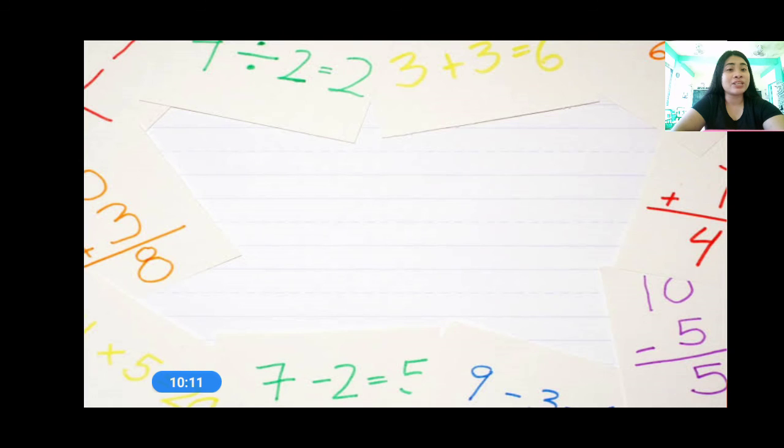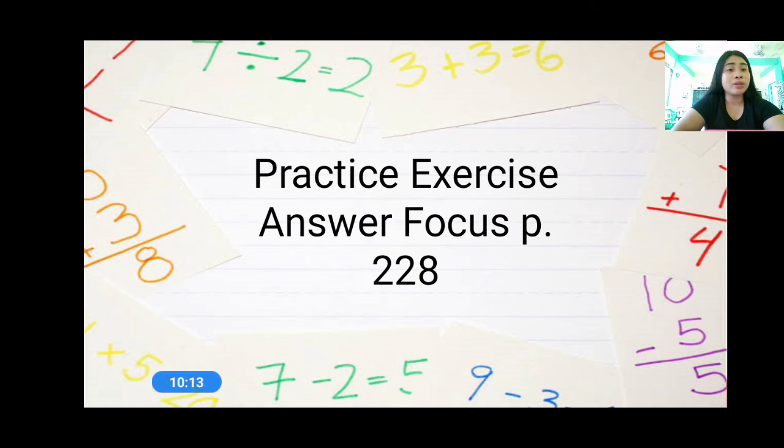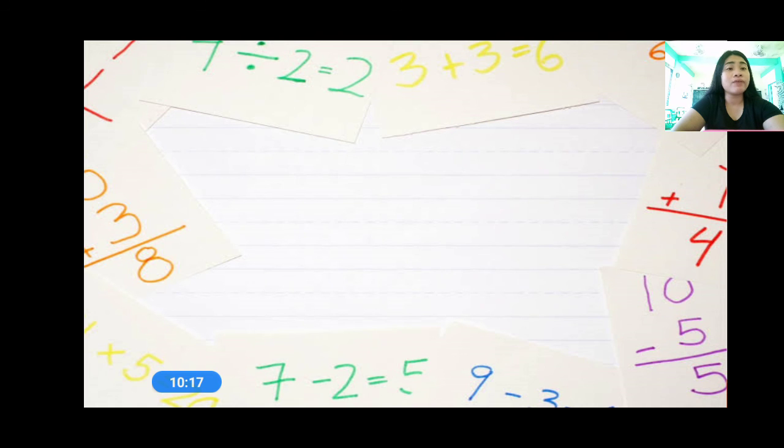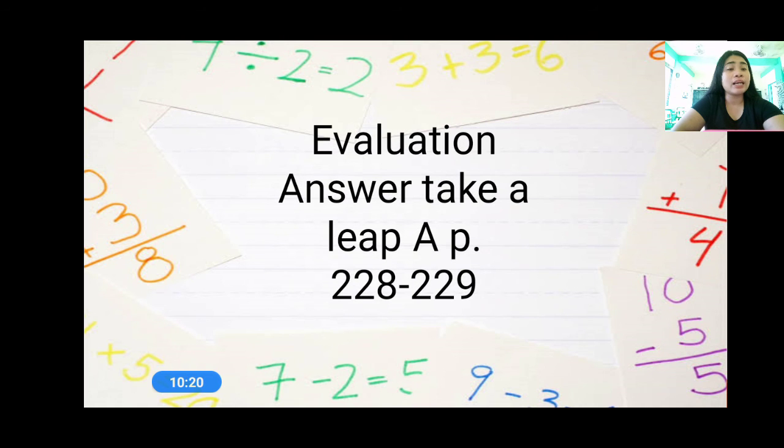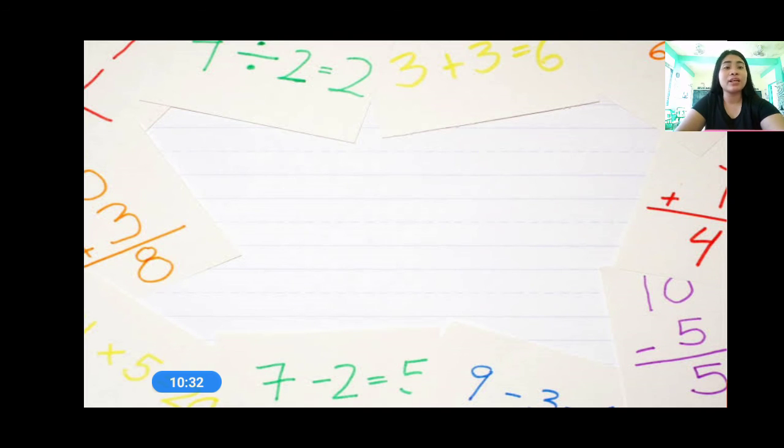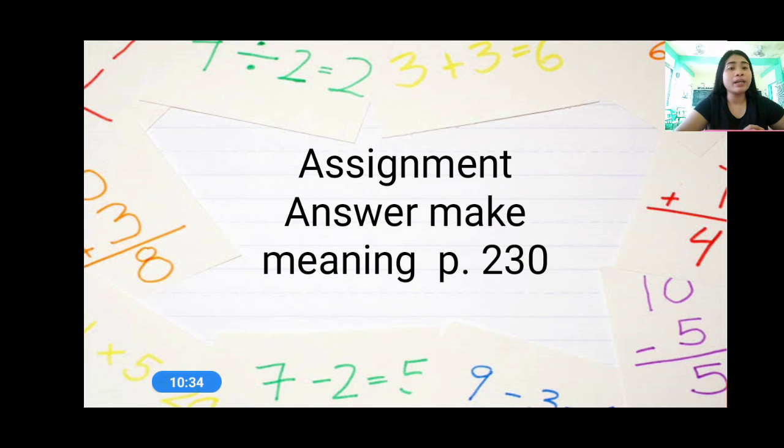Okay, so here is your practice exercise. You're going to answer Focus, page 228, and here is your evaluation. Answer Take a Leap, letter A, page 228 to 229. Now, don't forget to answer your practice exercise and your evaluation because I am going to check it. Do you understand me? Okay, very good. So, here is your assignment. Answer Make Meaning, page 230. Now, don't forget to do your assignment because I'm going to check it as well.